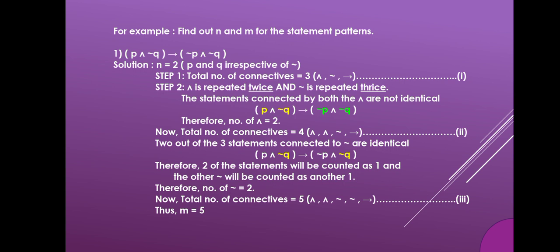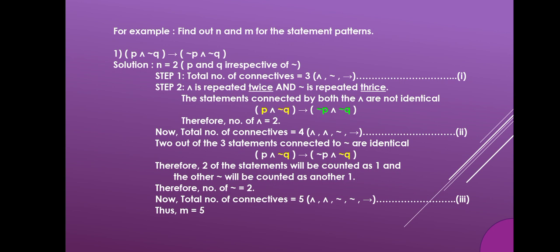For example, find out n and m for the following statement pattern. P and not Q implies not P and not Q. Solution. N equals 2, where P and Q are counted irrespective of negation. Step 1. Total number of connectives equals 3, that is, and, not, implication. Step 2. And is repeated twice and negation is repeated thrice.